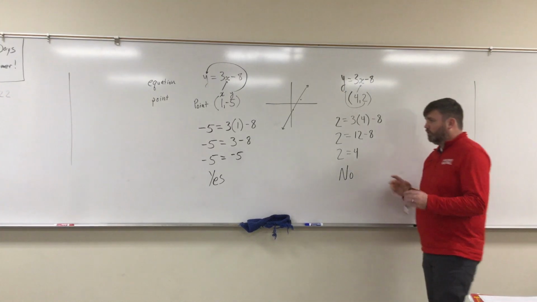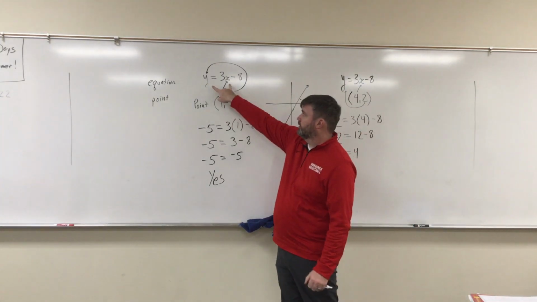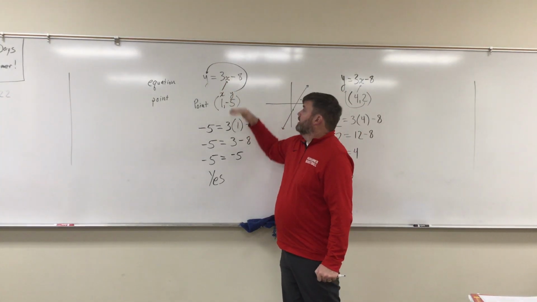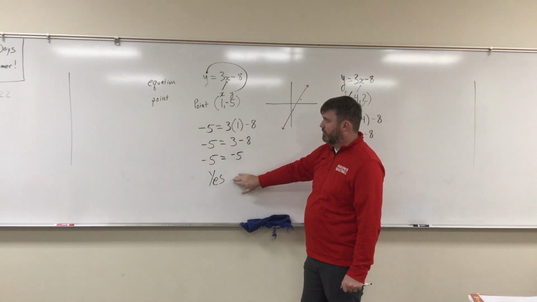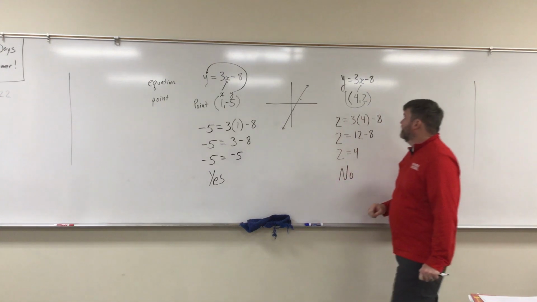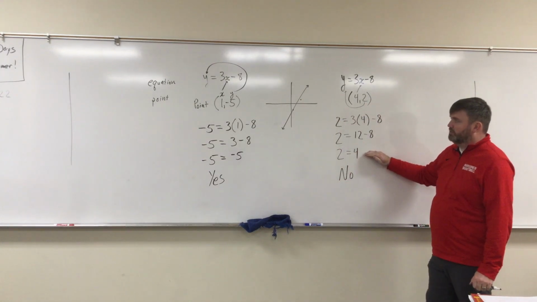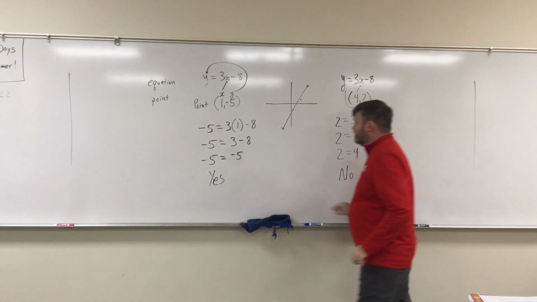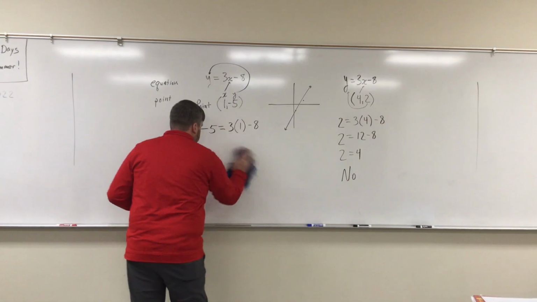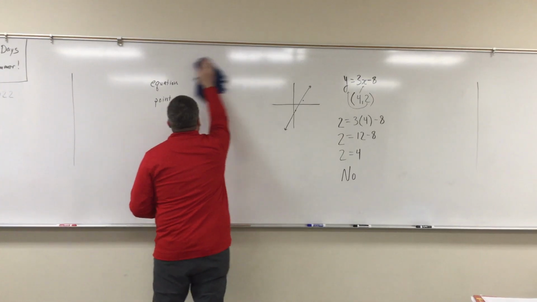So when you plug in the x and y values for x and y, if you simplify down to a true statement, then yes, that point is on the line. If you simplify down and you get a false statement, then no, that point is not on the line. All right, we'll try a couple more. I'm going to try to keep this video pretty short.